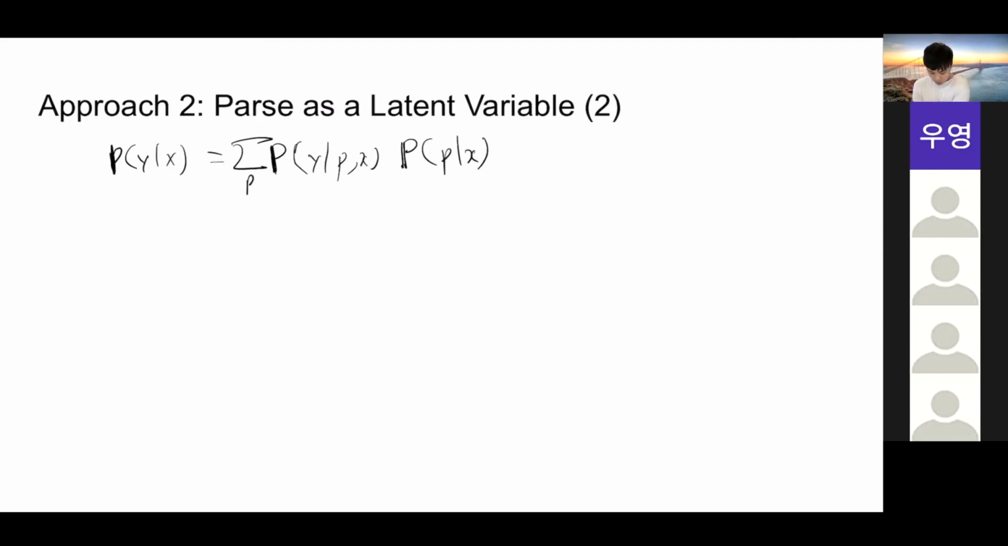And you know that because this is basically, what is this equivalent to? This is basically the expectation over P of P of y given P and x, right? Because that's the definition of expectation of a certain value. Hopefully you remember that.